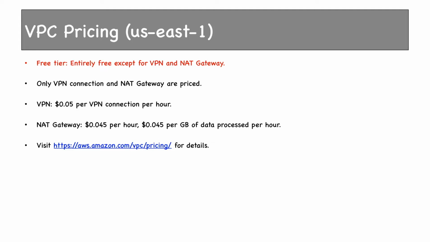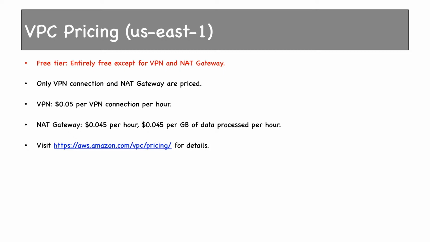Let's see VPC pricing for US East 1 region. For free tier, VPC is entirely free except for VPN and NAT gateway. Only VPN connection and NAT gateway are priced. For every hour of your running VPN connection, you'll have to pay $0.05.